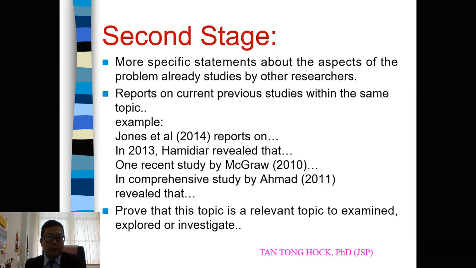In the second stage, give a more specific statement about the aspects of the problem already studied by other researchers. Report on current and previous studies within the same topic, for example, John's 2014 report on, or in 2013, Hamidia reviews that one recent study by Max Groh. All of this has to be reported in your study, so as to prove that this topic is relevant to examine, explore, or investigate.